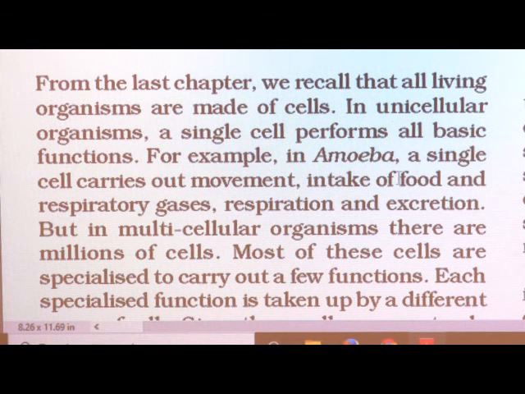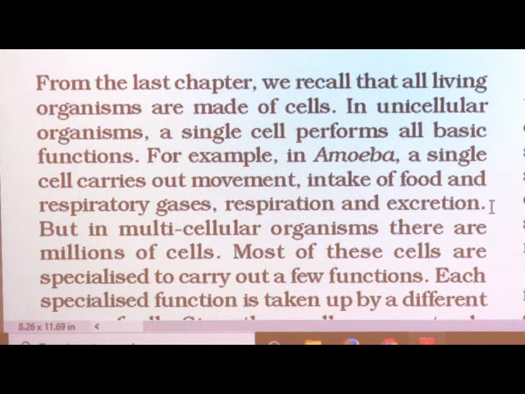In amoeba, a single cell carries out movement, intake of food and respiratory gases, respiration and excretion. So, different life processes are carried out in amoeba with the help of that single cell. Amoeba moves with the help of that cell, it takes in food, it exchanges the respiratory gases, and it undergoes respiration and excretion. So, all these body functions are carried out by a single cell in amoeba.